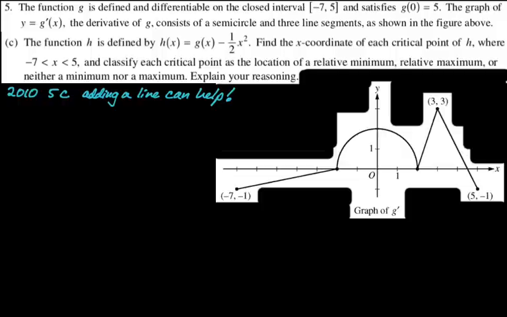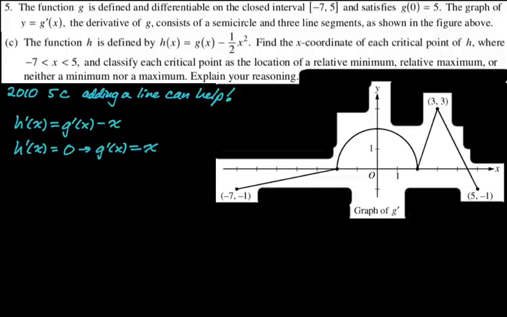Now, in part C, we define a function h, which is g of x minus 1/2 x squared. We want to find the x coordinate of a critical point and then classify them. I'm not going to actually do that. I'm just going to go through the logic of what I would do. So I know that h prime is g prime minus x, and for critical points here, I would need h prime to equal 0, which means I need g prime to equal x.